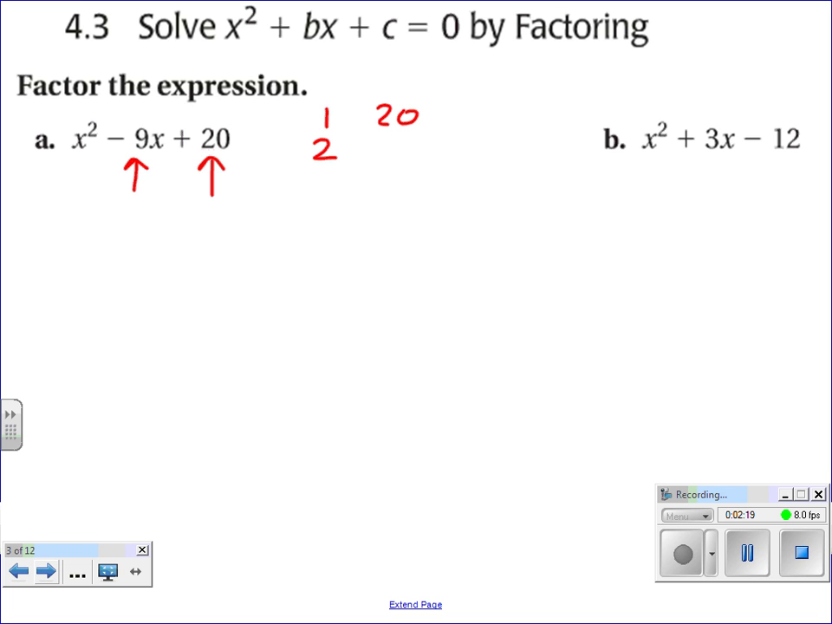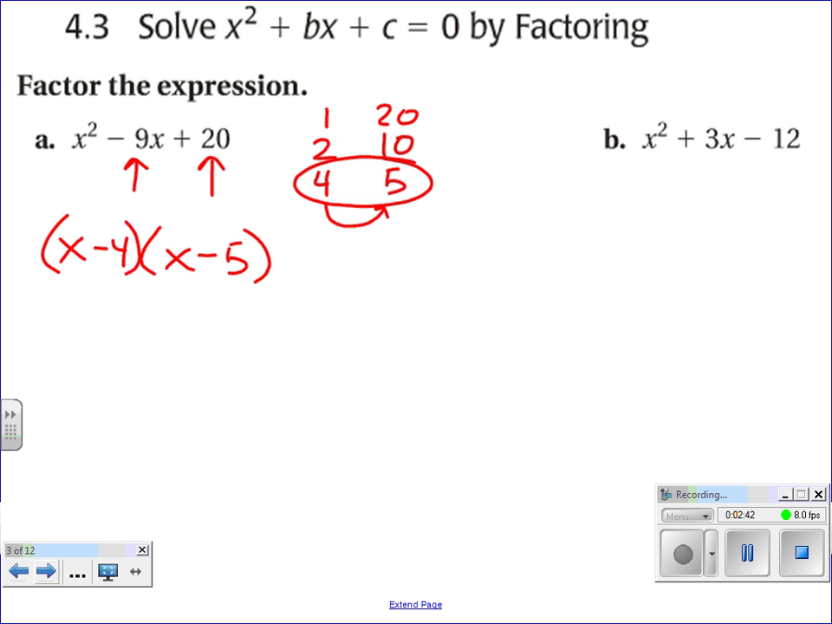Does 2 go into 20? Sure it does, 10 times. Does 3? No. 4 does 5 times. And notice once you get to 4, it goes back to 5, and you go back up the chain again. So those are all the combinations that multiply to 20. Which ones add up to 9? Right there. Okay, so those are the two numbers we're going to need. Now notice it's a -9, so I'm going to have x minus 4 and x minus 5. So this is the factored form of x squared minus 9x plus 20.